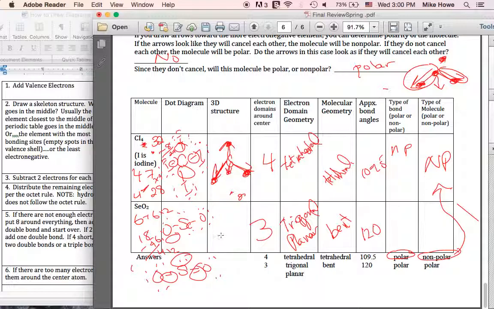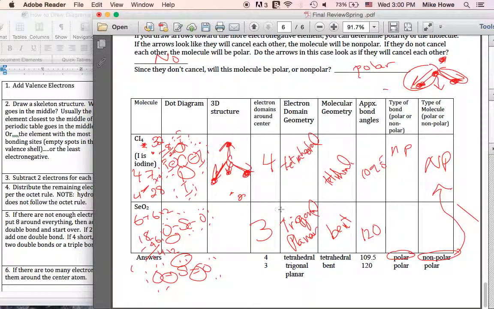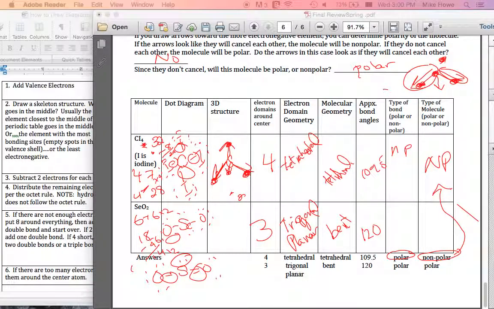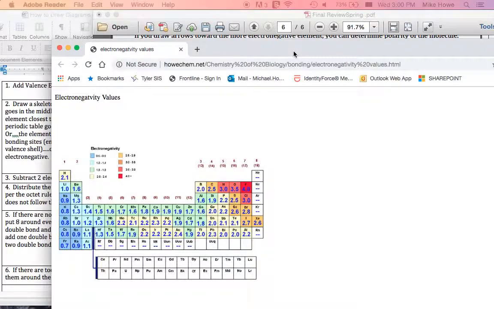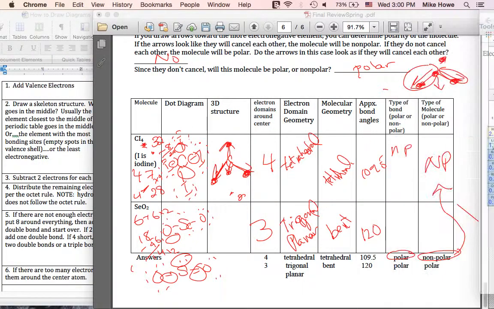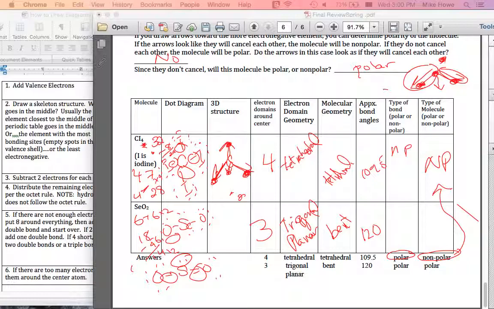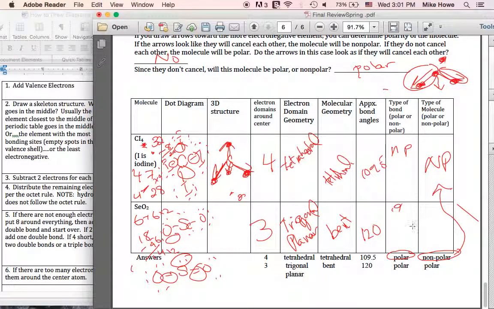All right, type of bond. We need to look up electronegativities. Let's go back to the electronegativity table. Selenium is 2.6. Oxygen is 3.5. So that difference is 0.9. So I'll write the difference down is 0.9. 0.9 is greater than or equal to 0.4 for sure. So that means this bond is polar.